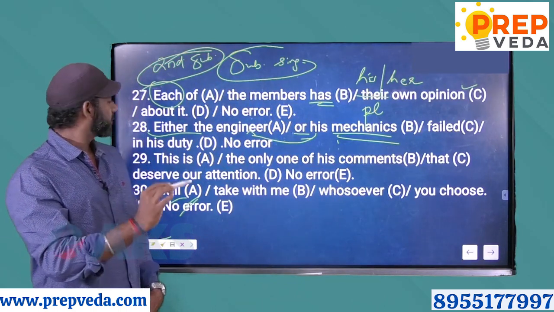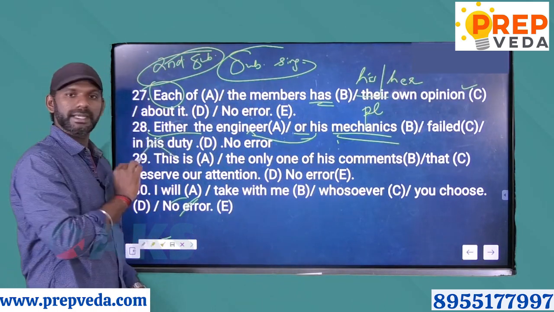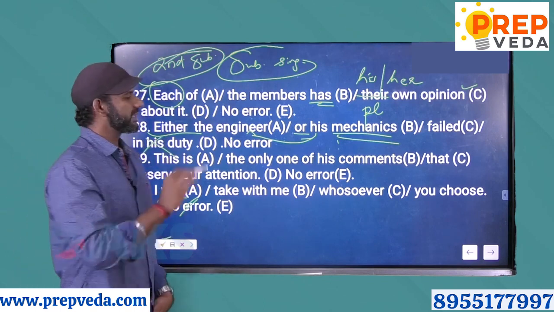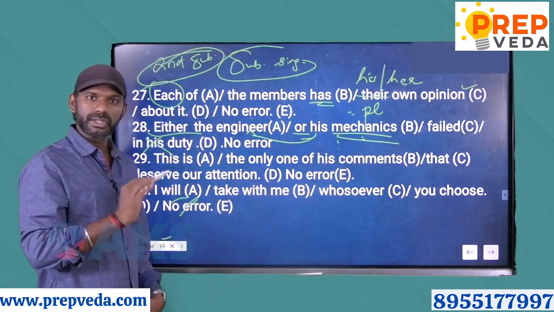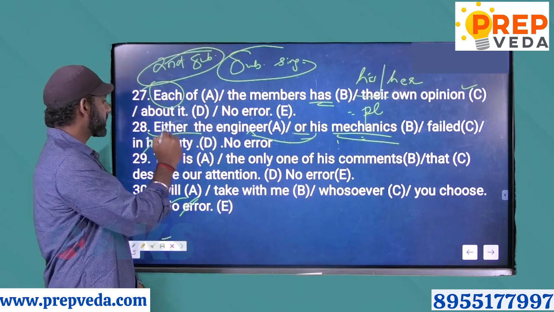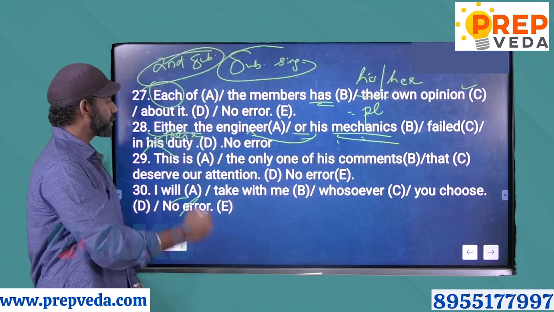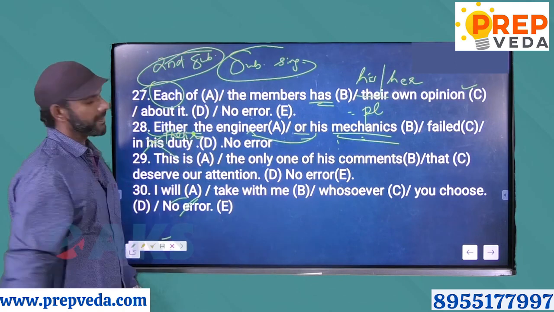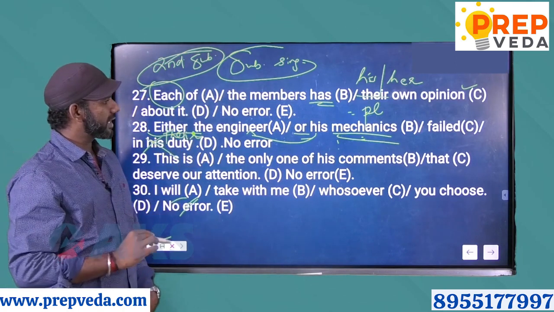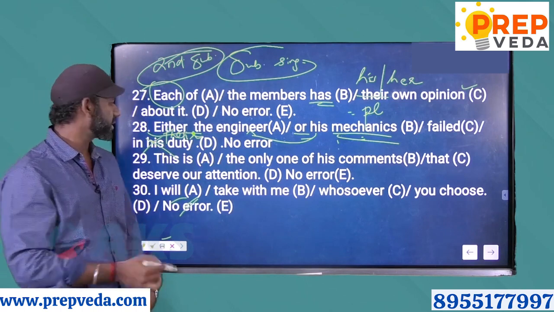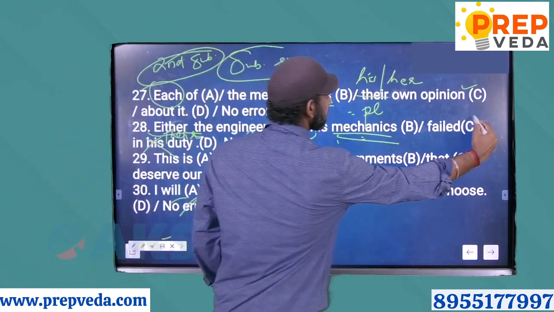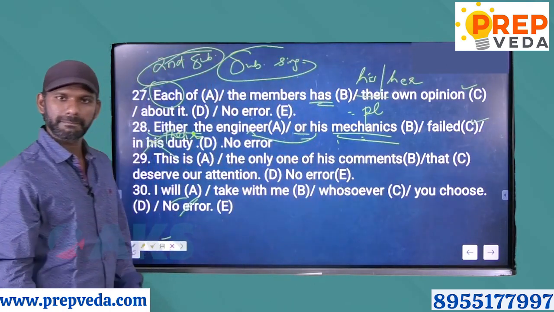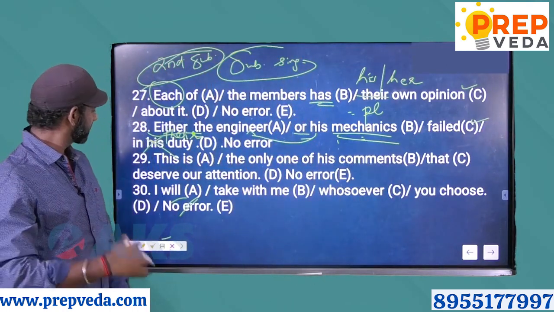His mechanics failed in his duty. His is a singular pronoun. The exact subject in this sentence is mechanics, plural. So the pronoun must also be plural. So it cannot be his, it must be their duty. THEIR. Either the engineer or his mechanics failed in their duty. Therefore, this statement is in part C. This is part C. Getting it? Next one.